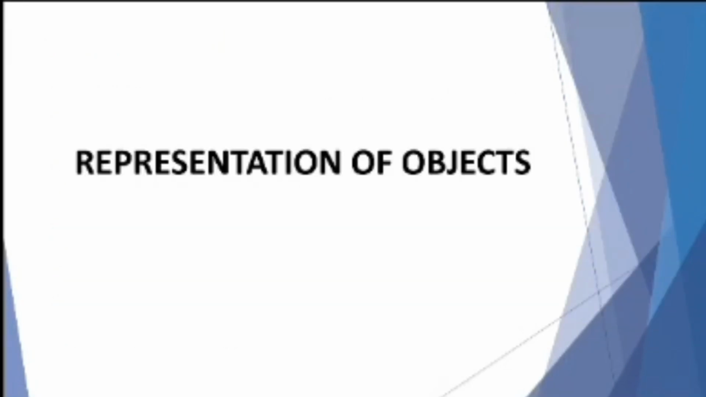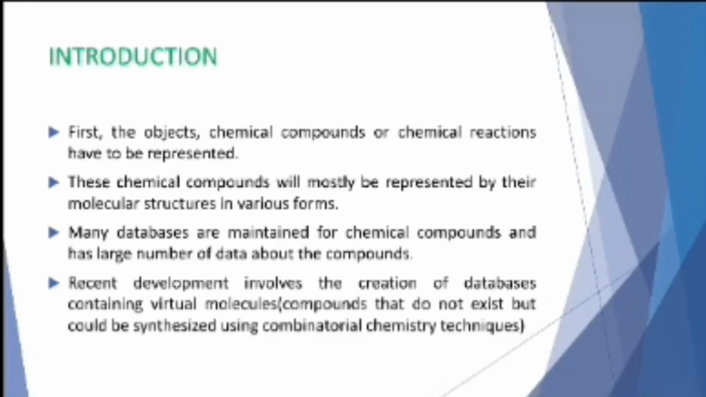And how does the representation of chemical compounds happen in cheminformatics, how do computers analyze the chemical structures, and what line notation is used? That's nothing but the representation of objects. So here, first the objects, chemical compounds or chemical reactions, have to be represented. These chemical compounds will mostly be represented by their molecular structures in various formats.